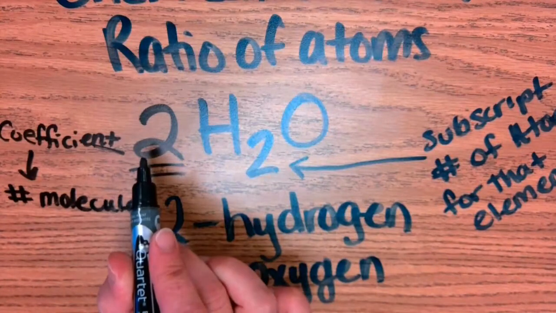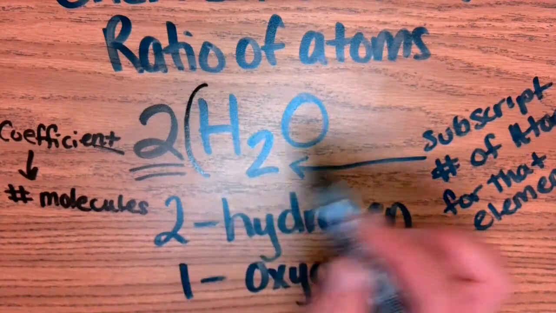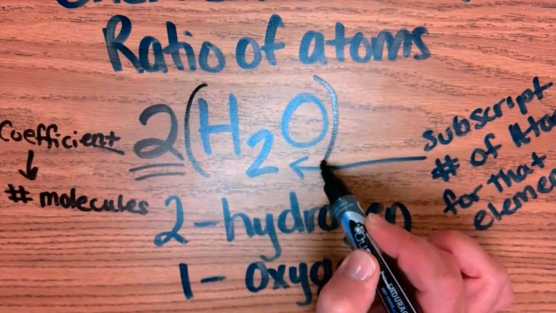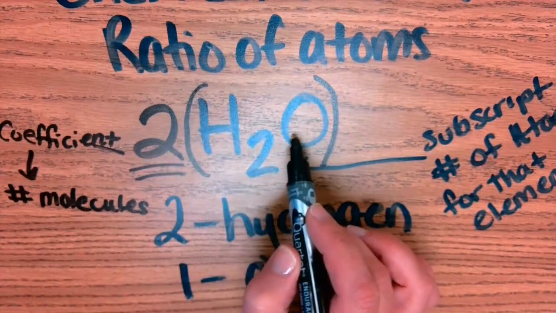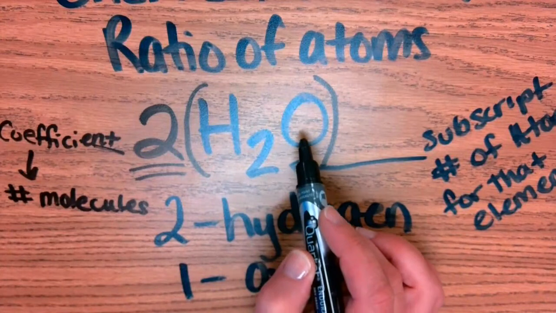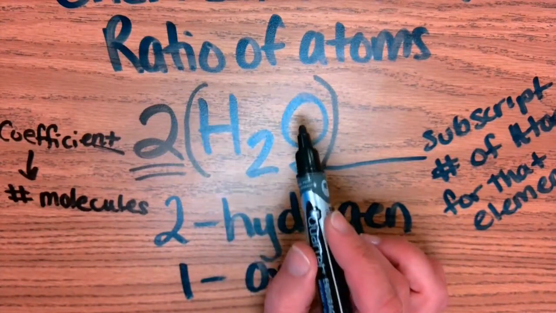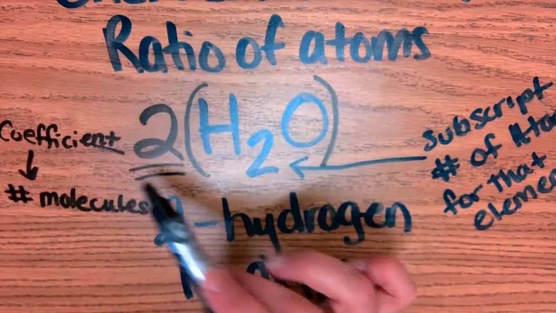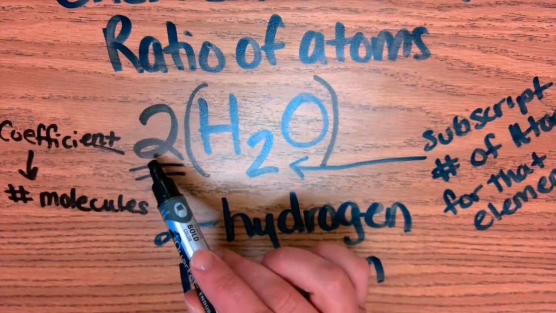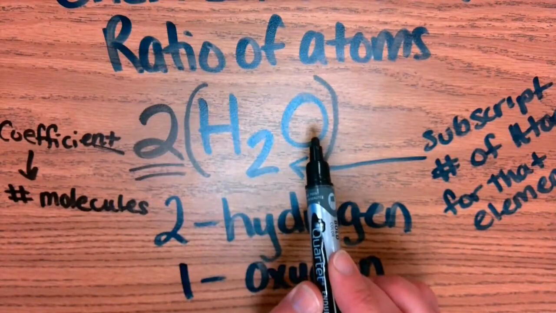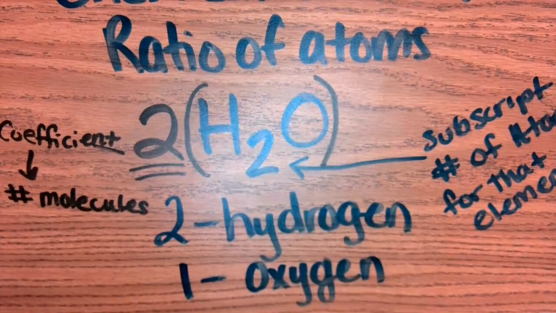So here, with this being a 2, it refers to the entire compound. So I have 2 water molecules, 2 H2Os hanging out together. If I take this into account and I look at the entirety of both molecules, I would have 4 hydrogens and a total of 2 oxygens. I hope that makes sense.